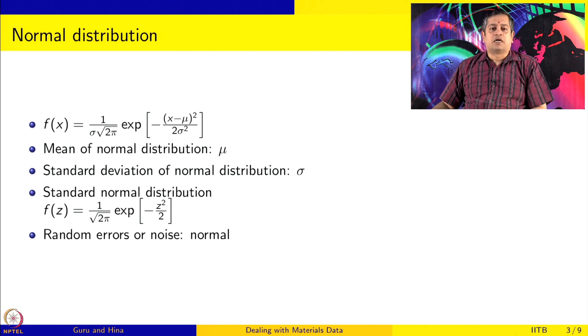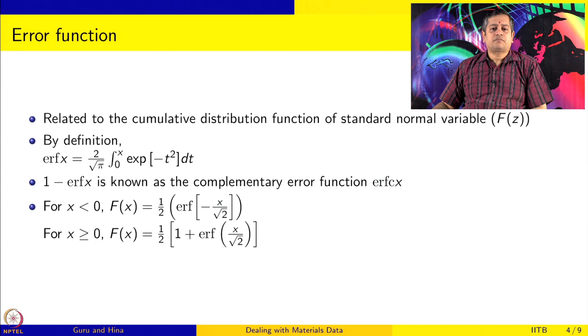Now we want to learn about the error function. The error function is related to the cumulative distribution function of the standard normal variable. So, capital F of z is related to the error function, and by definition the error function is 1 by root pi integral from minus x to plus x of exponential minus t squared dt, but because the error function is symmetric, we are going to make it 0 to x and multiply it by 2. So, the error function of x is 2 by root pi integral 0 to x exponential minus t squared dt. This is the definition that we are going to use.